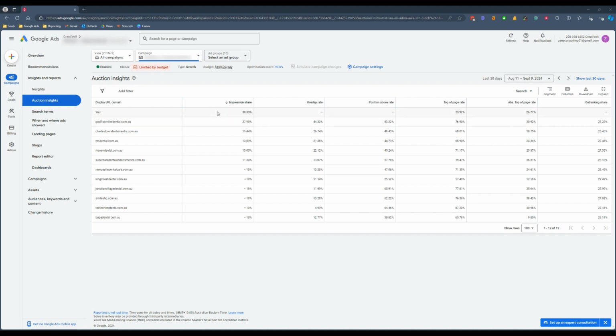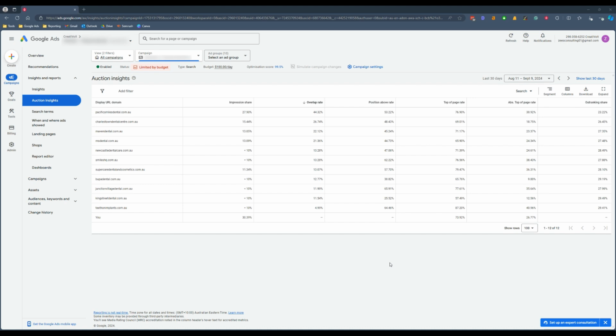So we can see that we did have the highest impression share, and then we can also see specific competitors' impression shares as well. Now, this is a pretty basic column. All it shows us is how often our ads were visible to our potential customers and how often our competitors' ads were shown for the same auctions.